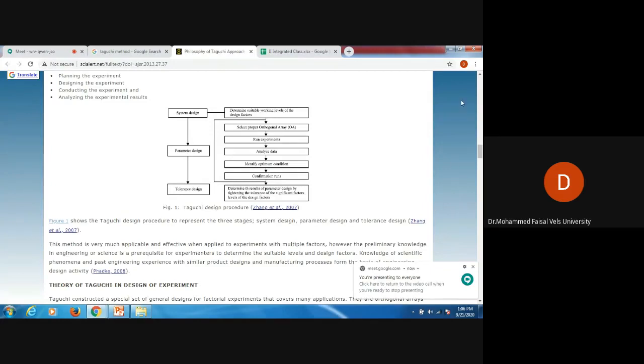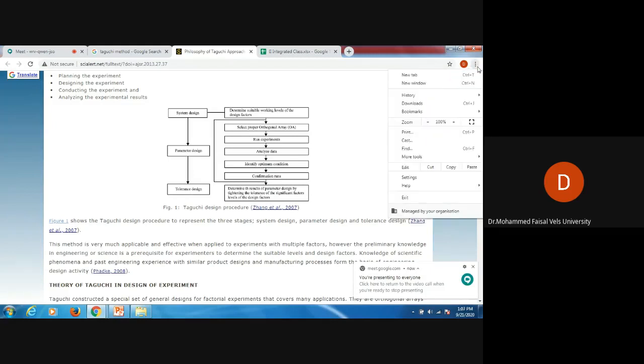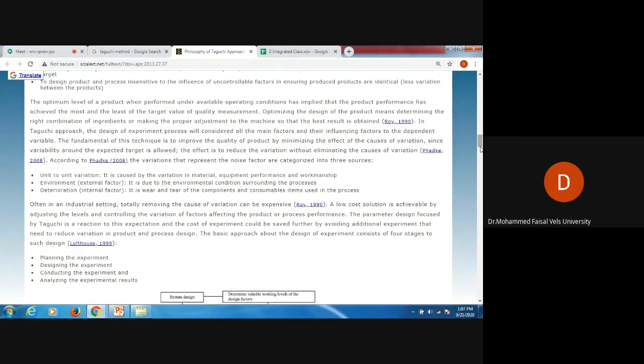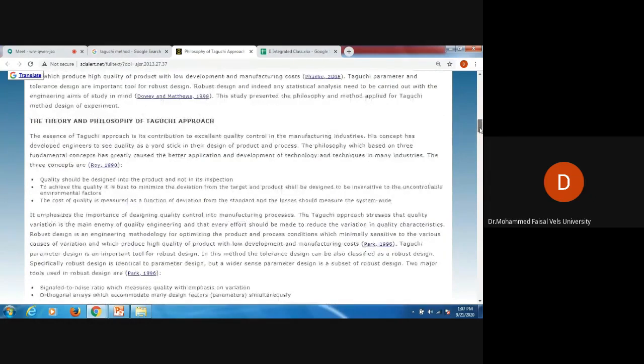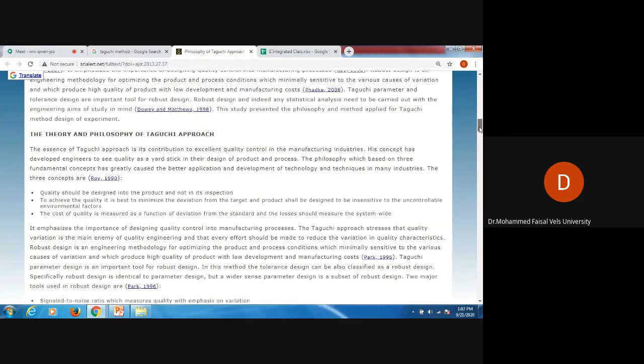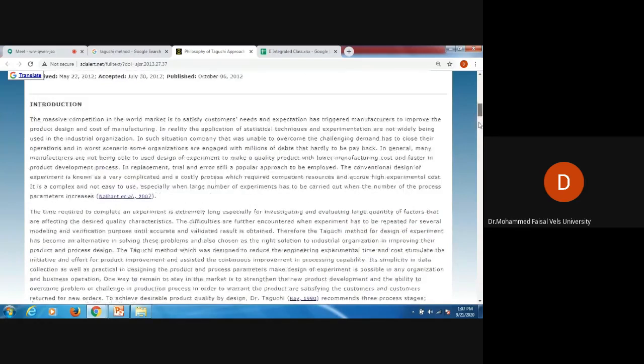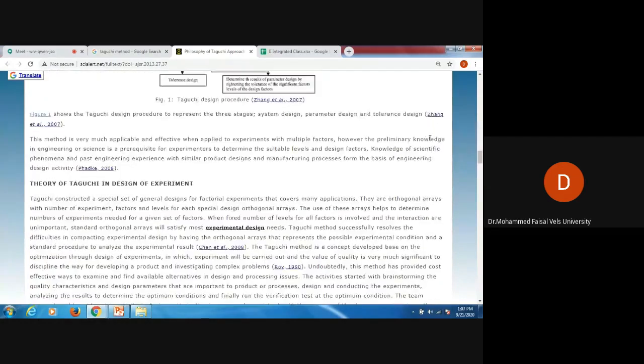I told you about that. I talked about three designs, and how we can apply that design. Three design stages: here I talk about three design stages.